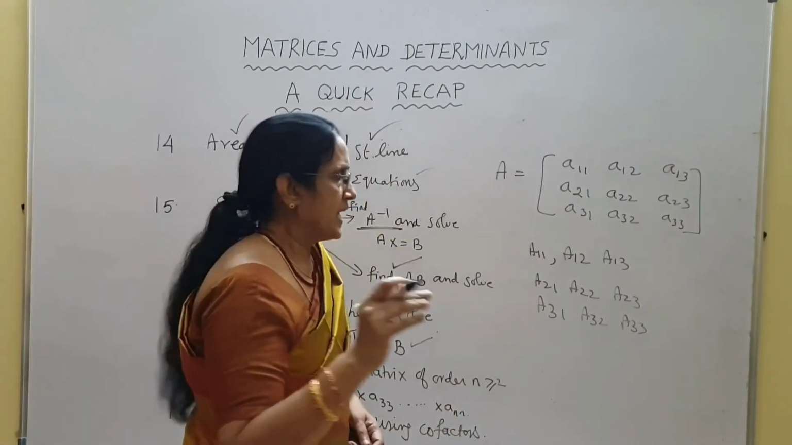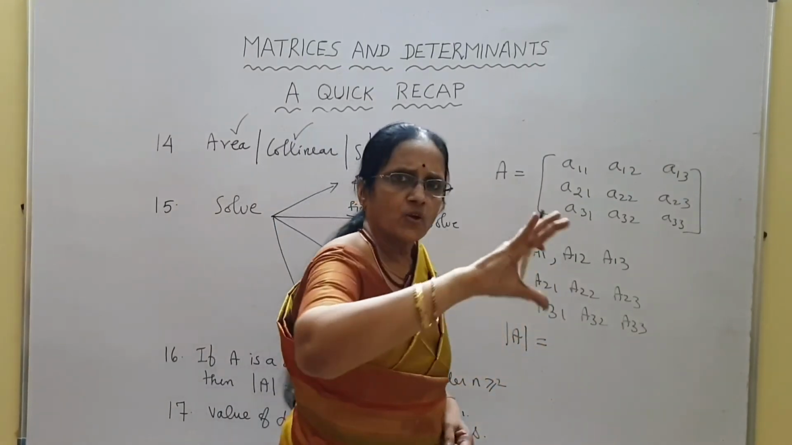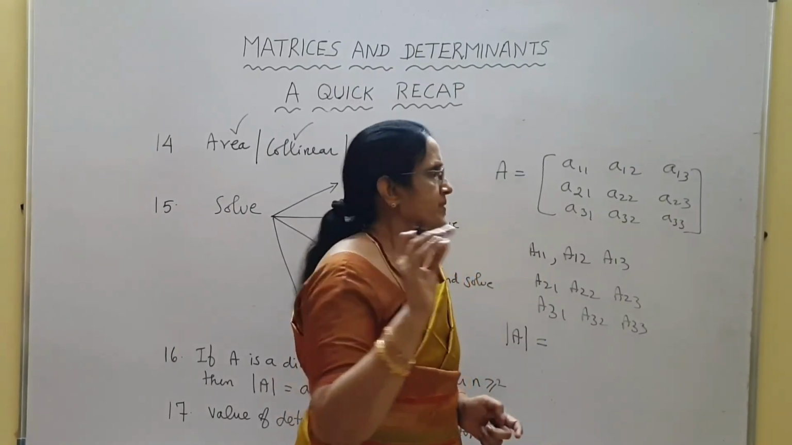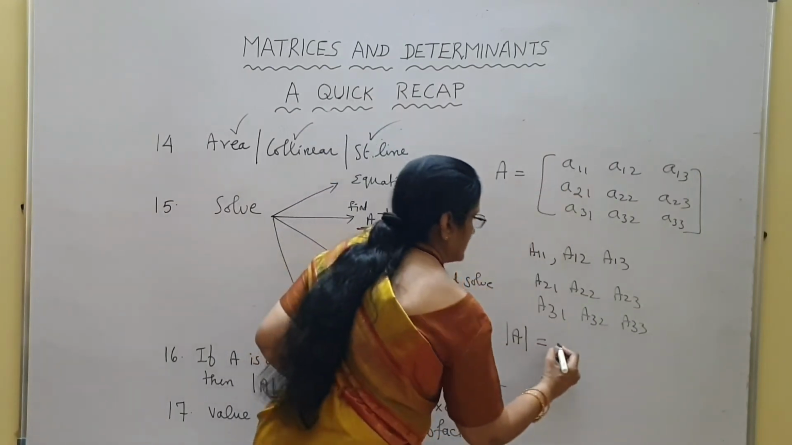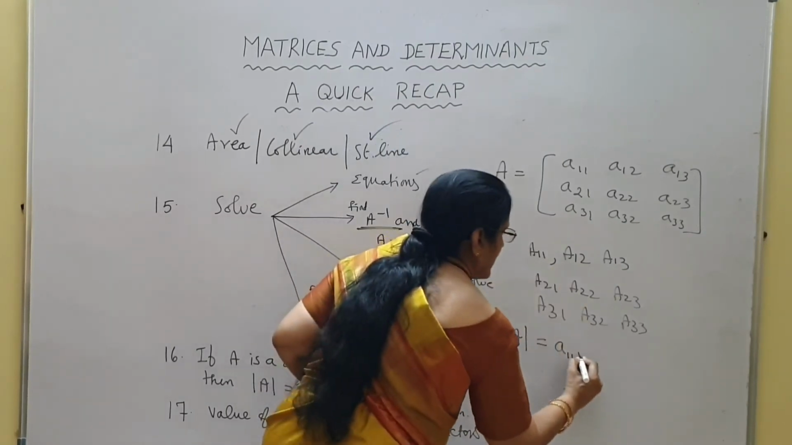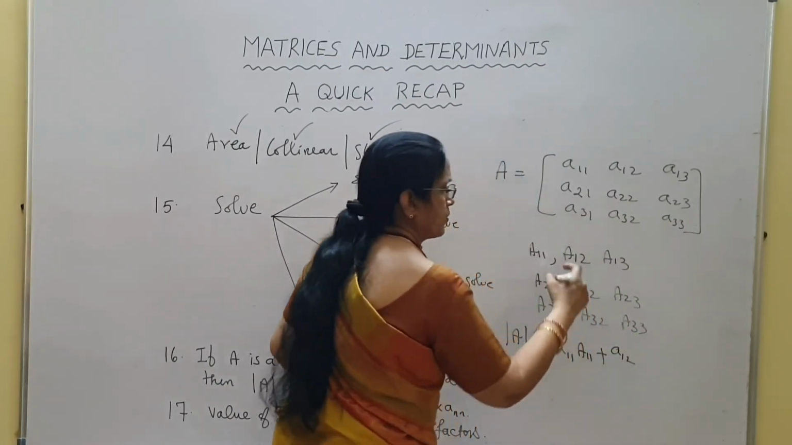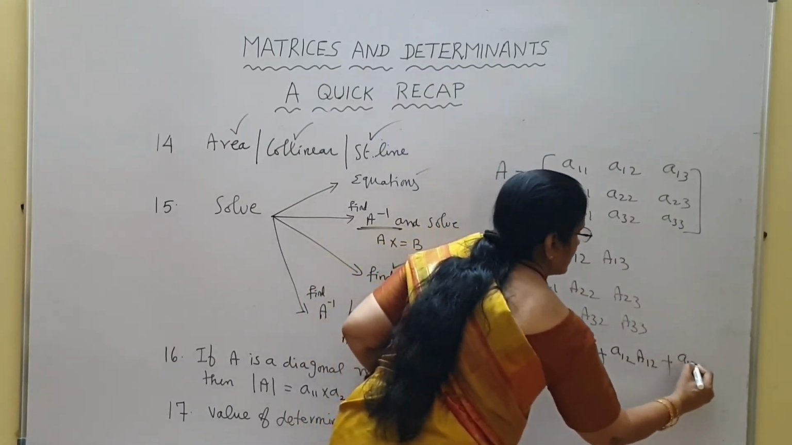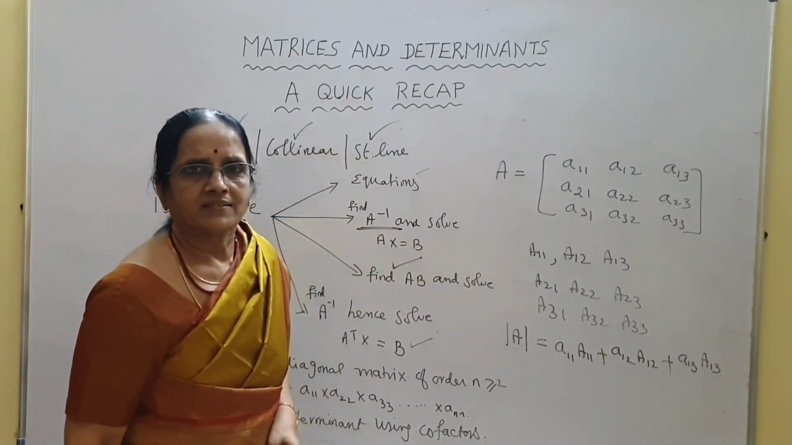That's what I mean. Then, the determinant of A is nothing but you take any row or any column, the choice is yours. Suppose I take the first row. What are the elements here? a11 multiplied by the corresponding cofactor A11, plus a12 with the corresponding cofactor A12, plus a13 with the corresponding cofactor A13. This will be the value of the determinant.